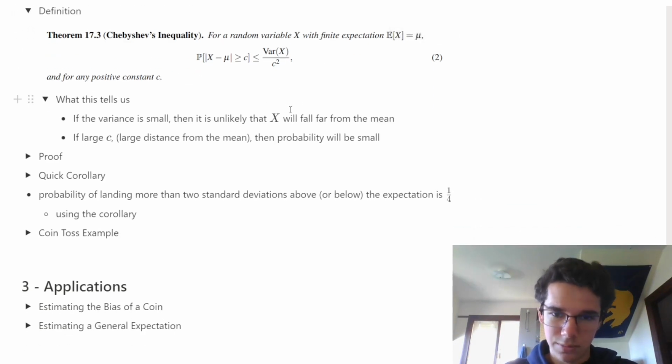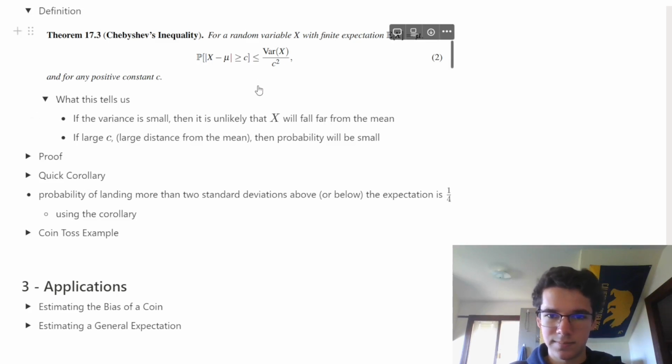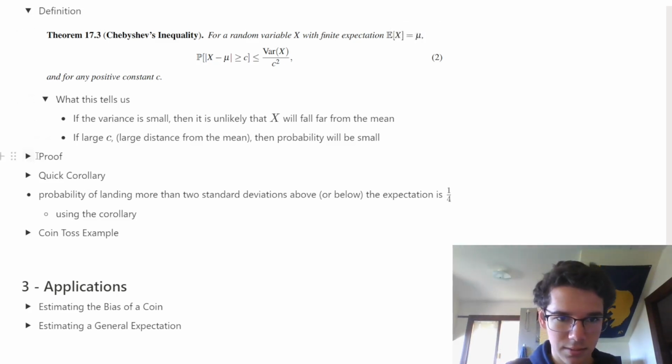Intuitively, what does this tell us? If the variance is small, then it's unlikely that our random variable will fall far from the mean. And again, that intuitively makes sense. But if c is large, if this distance from the mean is large, then the probability that our random variable is off from the mean by that much is small. Okay, so that's the intuition.